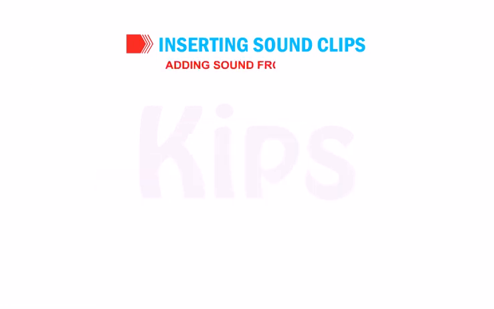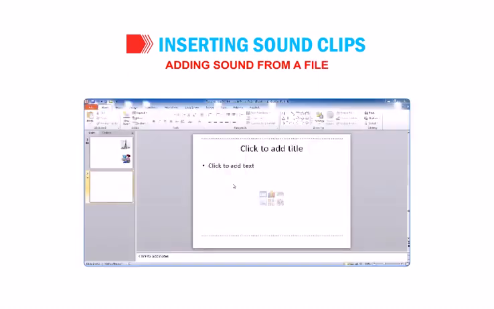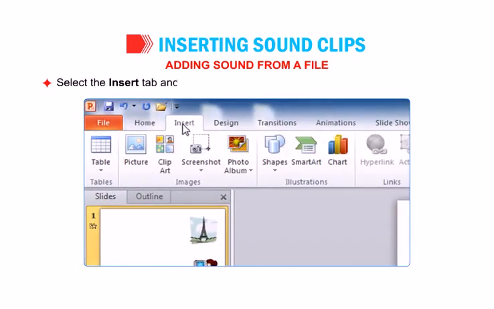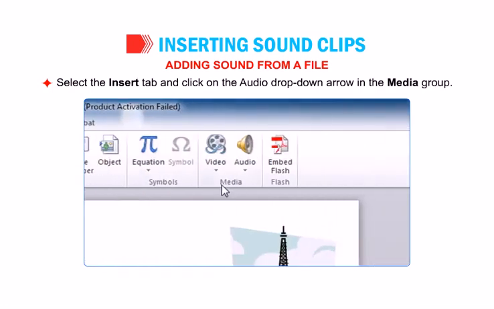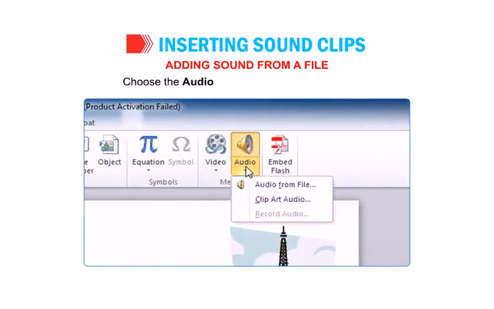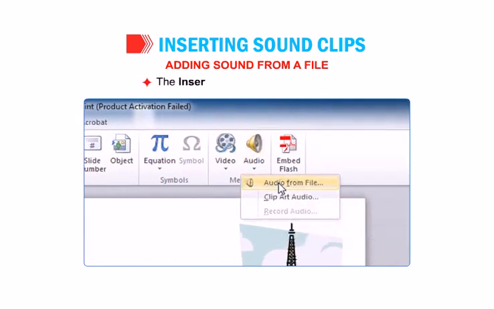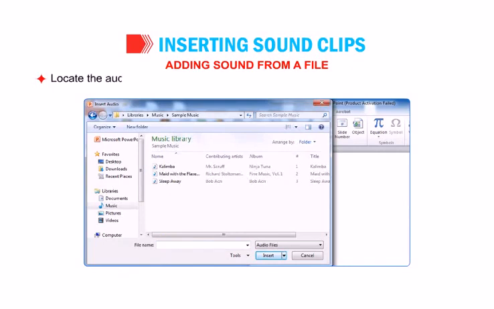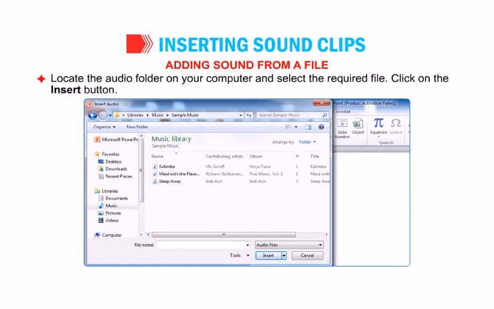Adding sound from a file. Select the slide where you want to add sound. Select the Insert tab and click on the Audio drop-down arrow in the Media group. Choose the audio from the File option from the menu. The Insert Audio dialog box will appear. Locate the audio folder on your computer and select the required file. Click on the Insert button.